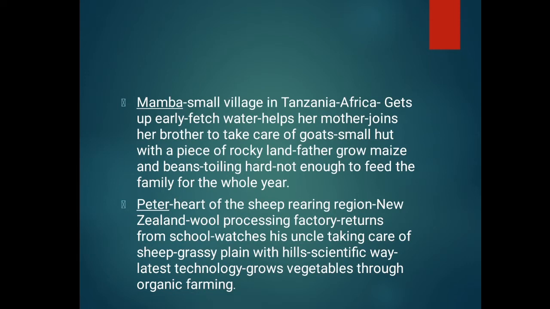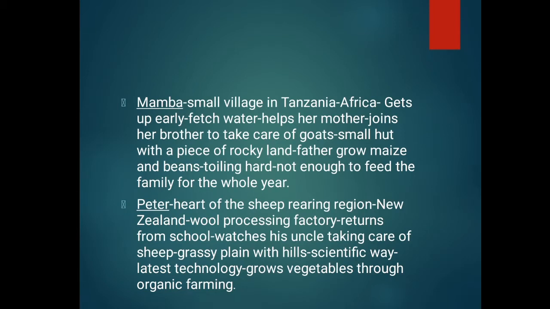So this is the first story, and the second story is about Peter. Peter is living in the heart of a sheep rearing region. Sheep rearing means they grow sheep and get wool from the sheep. They are living in New Zealand. They own a wool processing factory.